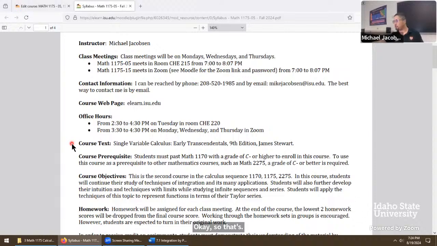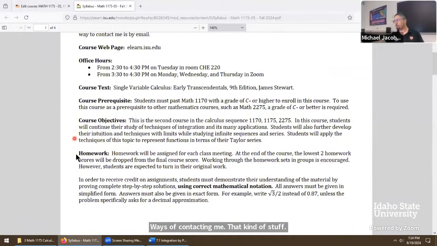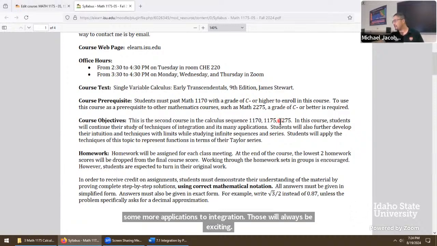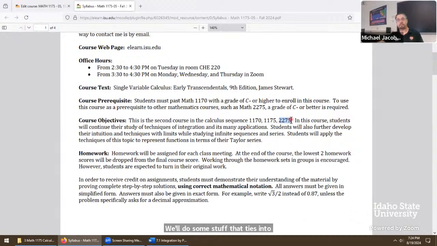We talked a little bit about the course text. I'll skip through the course objectives, but to paraphrase, really you're just continuing on what we did in Calculus 1. We're going to pick up more integration techniques, look at some more applications of integration. Those will always be exciting. We'll do some stuff that ties into Calculus 3, looking at parametric curves. So interesting curves that came from a function that can, on paper, look like it failed the vertical line test because it's a function of multiple variables or parameters.